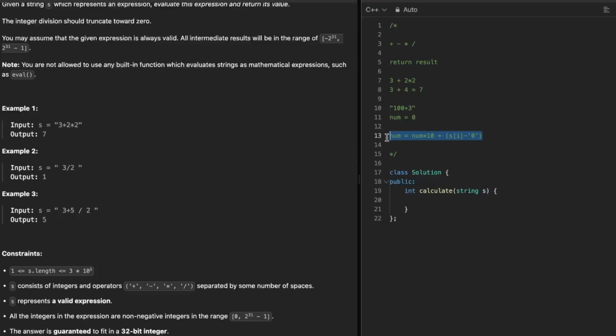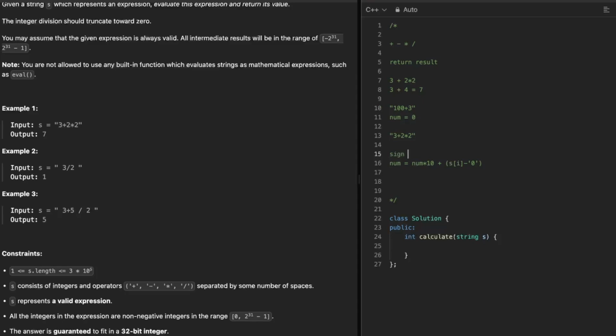This is one part, and you are traversing from left to right. Let's say I take this example: you store 3. Now you get a plus, but you don't have the next operand. So we can maintain a sign variable, initially plus. If you encounter a plus, you append that num inside a stack. I use a stack because at the end you will be evaluating the numbers.